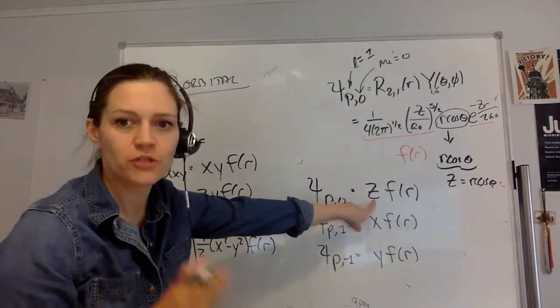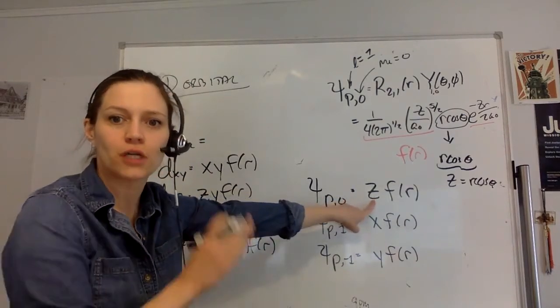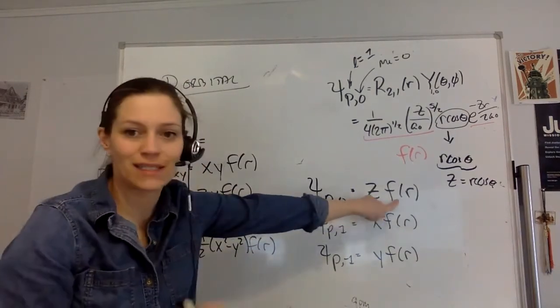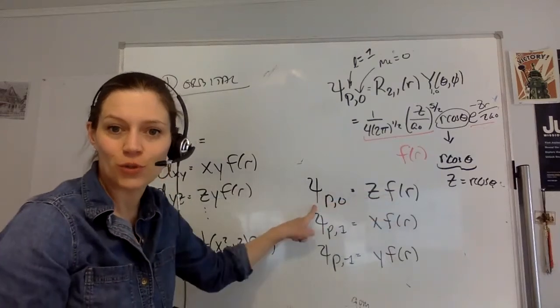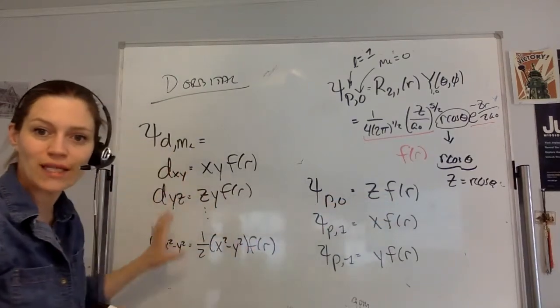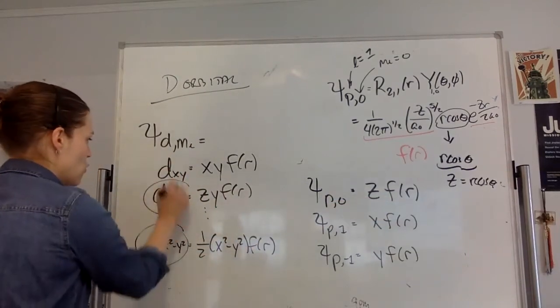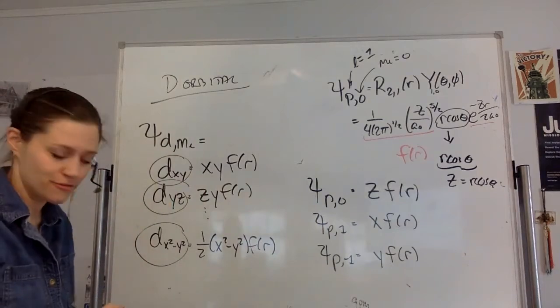This comes from the conversion of spherical coordinates to Cartesian. This still has the radial component in it. That's your total orbital wave function. This is a way that we can denote which wave function we have.